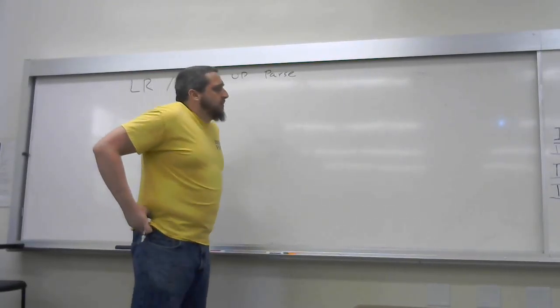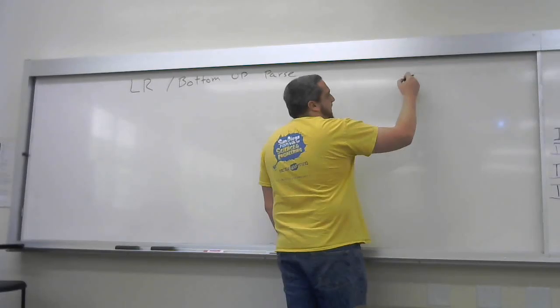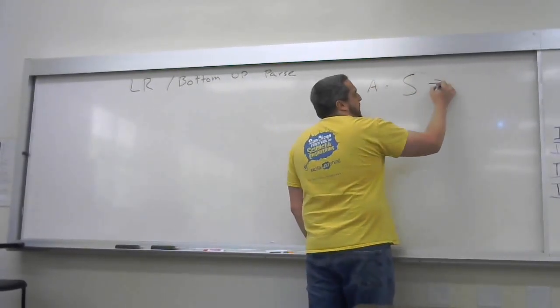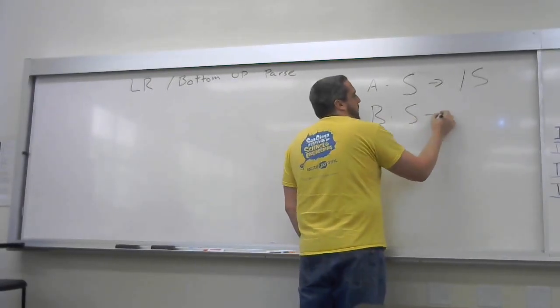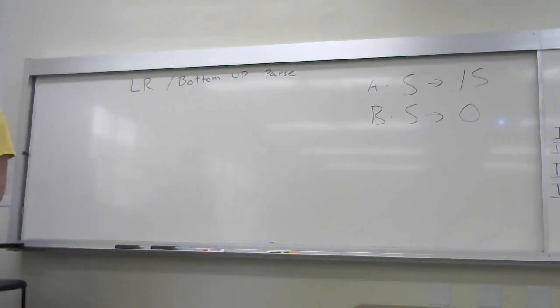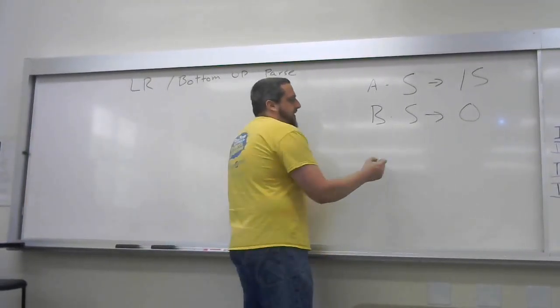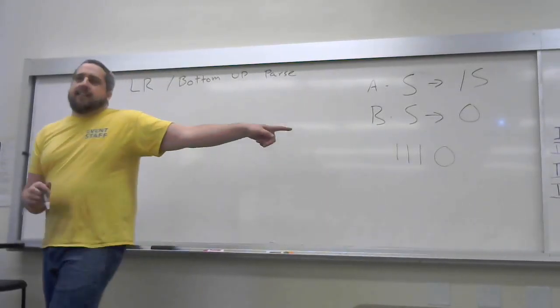Let's assume a simple set of rules again, and a simple tree, and a simple sentence to validate. Let's say that we have rule A is S becomes 1S again, and rule B is S becomes 0, just the super simple sentence, super simple generation. And I want to be able to validate the sentence 1, 1, 1, 0. Now, I can generate that, correct?